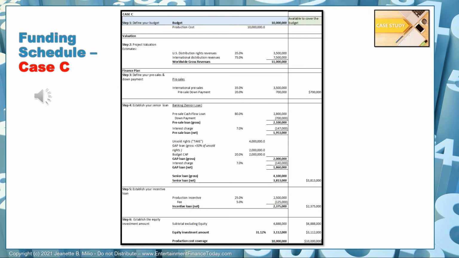So altogether, when we look at the finance portions we have collected here, we have $2.375 million for incentives, we have $3,813,000 for our gap loan, and we have $700,000 for the down payments. Altogether, we have secured $6,888,000. We're needing $3,112,000 in order to reach the production budget of $10 million. So the equity now is $3,112,000.